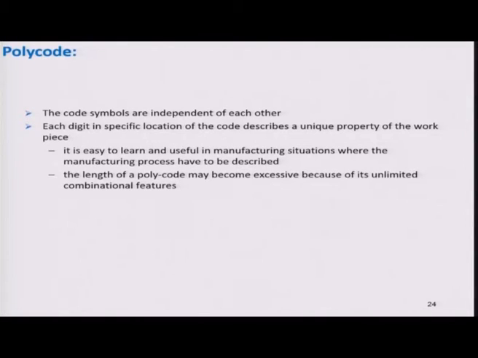Another type of code is polycode. The code symbols are independent of each other, so the advantage of this code is that the digits are independent of each other, and each digit in a specific location of the code describes a unique property of the workpiece. It is very easy to learn and useful in manufacturing situations. Even a foreman can understand the meaning of that code.